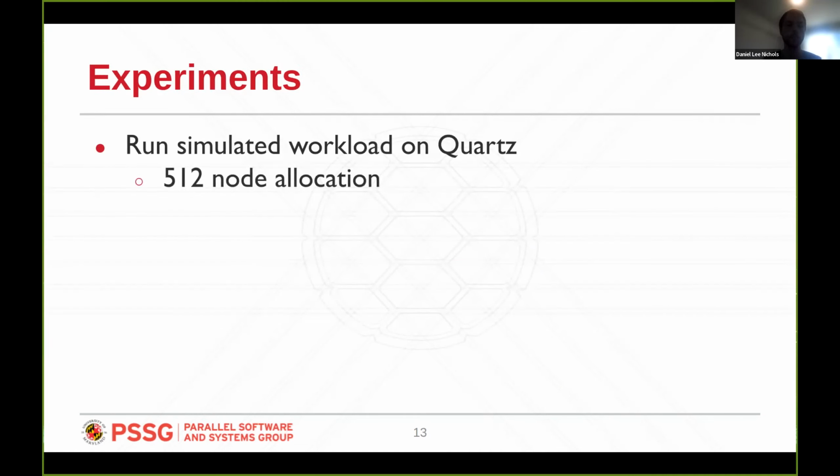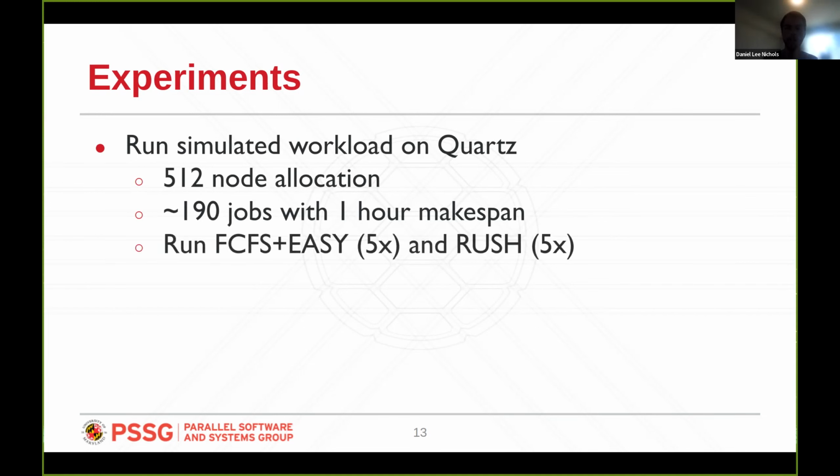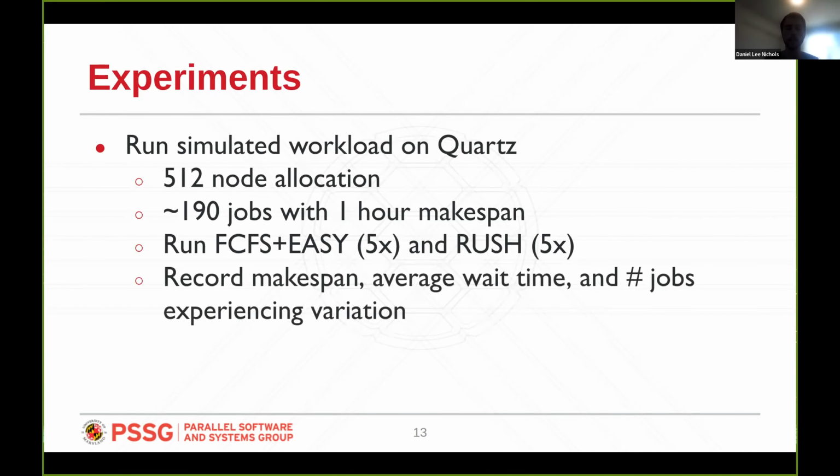We ran several experiments within a 512 node allocation on the Quartz system at Lawrence Livermore National Laboratory. Within this allocation, we ran several different job workloads, each of which was about 190 jobs and had roughly a 1 hour makespan. For each of these workloads, we ran FCFS plus EASY, and then we ran Rush, and we ran both of those 5 times to get average metrics. The metrics we recorded were the makespan of the scheduler, the average wait time of the jobs, and the number of jobs that experienced variation.